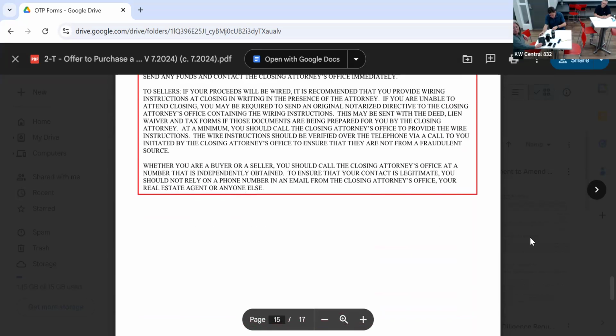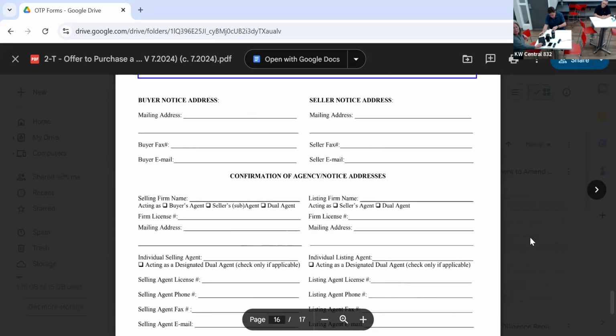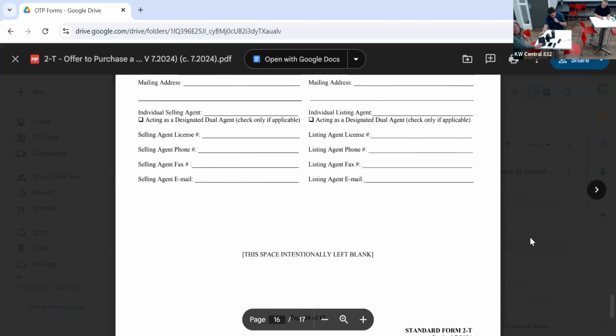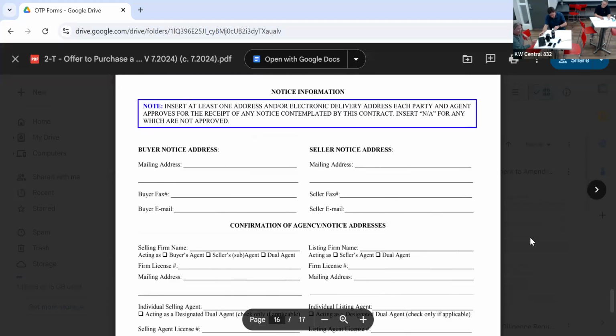Reminder, page 14, 15, and 16 sometimes tend to not get initialed. Just make sure that you continue the initials, because there's not a whole lot on there, just verbiage.